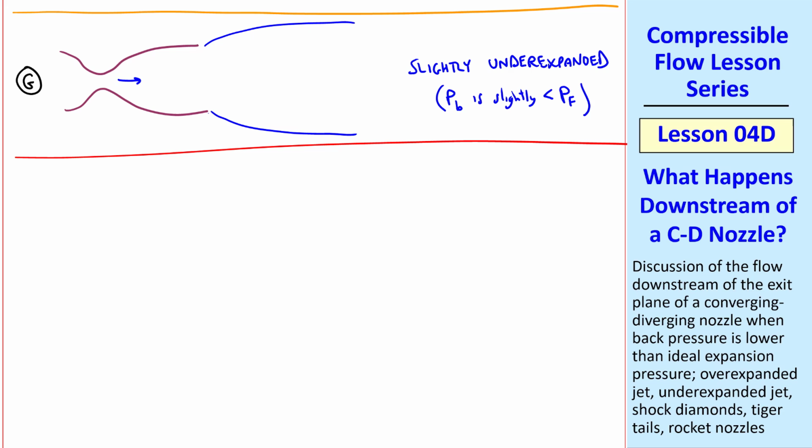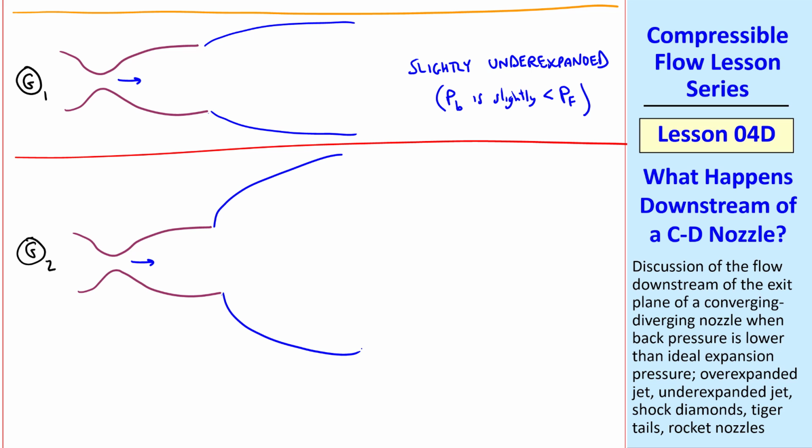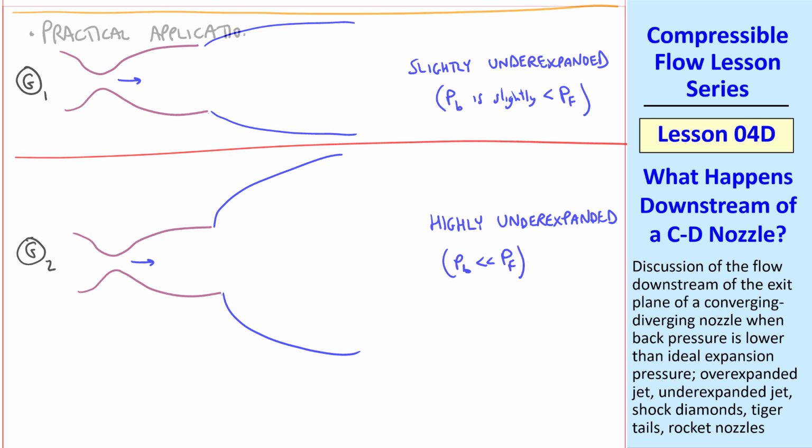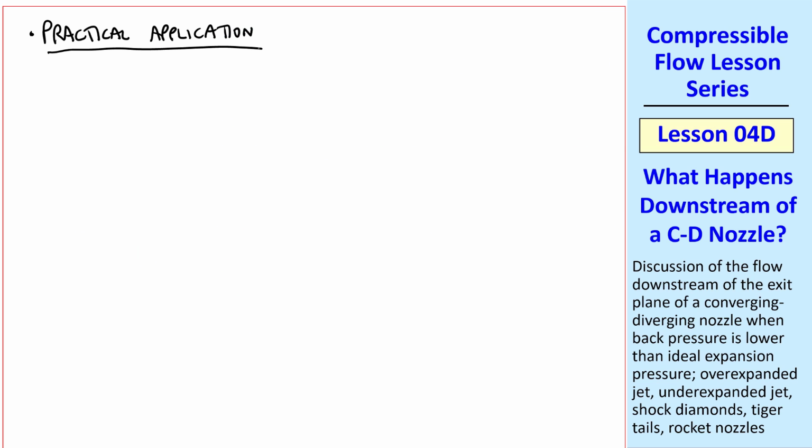And we'll consider a second case G. I'll call this G1 and G2, where PB is very small and we get a huge flare out. I'll call this highly underexpanded. PB is much less than PF. PB can actually be a total vacuum, which is what we find in outer space, so any rocket nozzle will have severe flare out. Here's a practical application, namely rocket design.